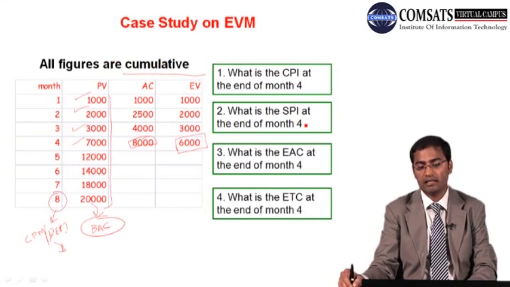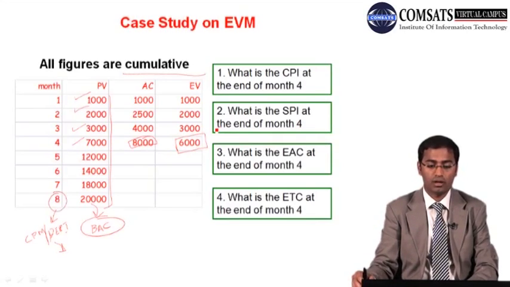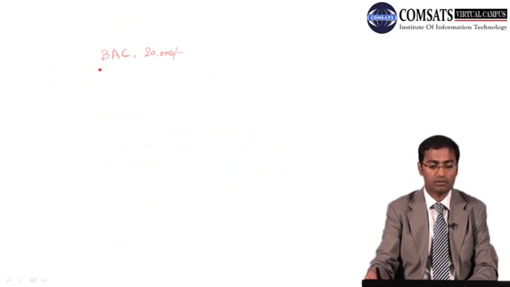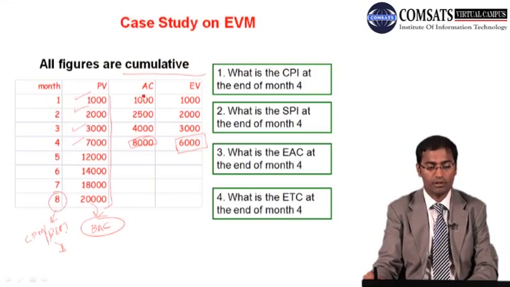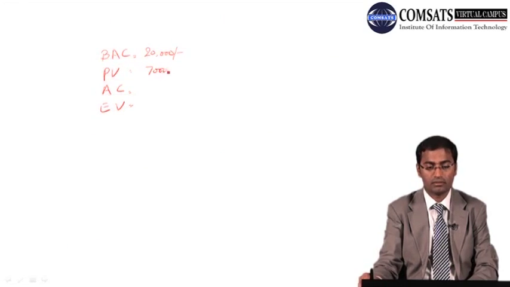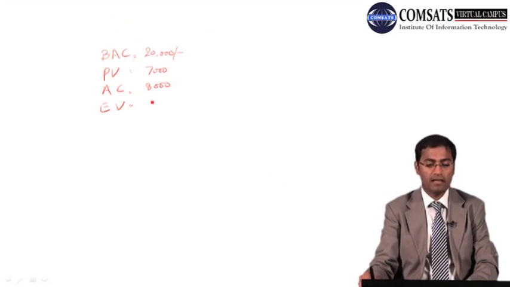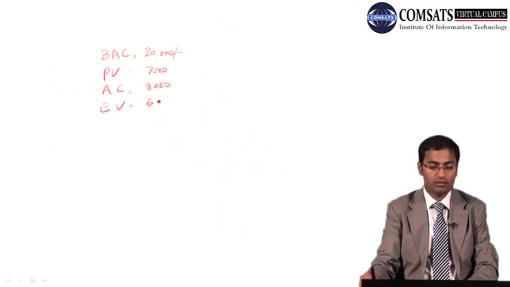And then what is the CPI at the end of month 4? What is the SPI at the end of month 4? What is EAC at the end of month 4? What is the ETC at the end of month 4? Okay, so what is PV at the end of month 4? And that is 7,000. So PV, AC and EV. PV is 7,000, AC is 8,000 and EV is 6,000.